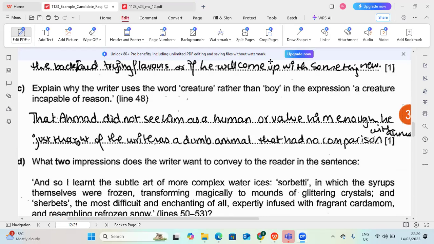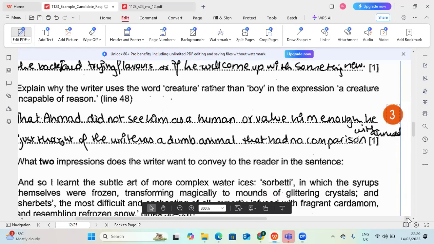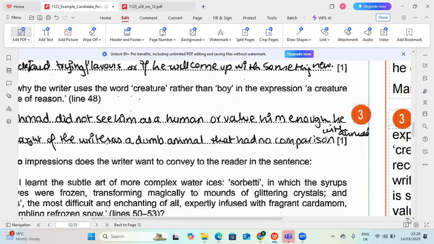So this is what exactly the answer is going to be. Ahmad did not see him as a human or value him enough. He just thought the writer is as dumb as a dumb animal, and that has no comparison with him, with Ahmad. So he considered him inferior. That's why he called him creature. All right, so this is the answer. Degrading someone. That's right. Good, Hassan.